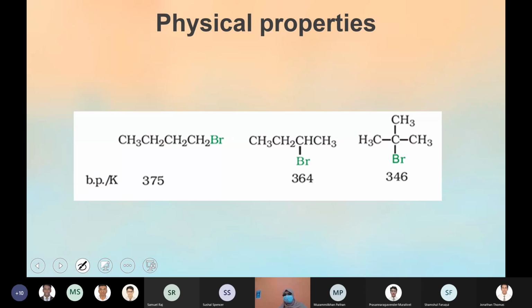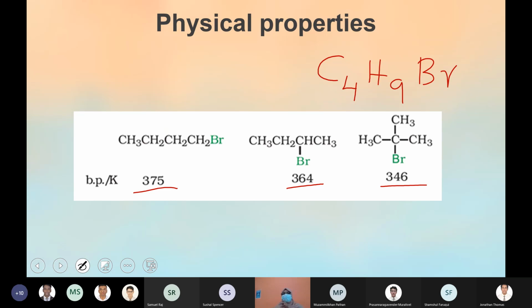Second, you can see three different compounds. The molecular formula of the compounds is C4H9Br. All the compounds have the same molecular formula, which means they are isomers. You can see 4 carbon atoms, 9 hydrogen atoms and 1 bromine in all 3 compounds. They are chain isomers, with different chains. But their boiling points also change. Here it is 375, here it is 364 and here 346.